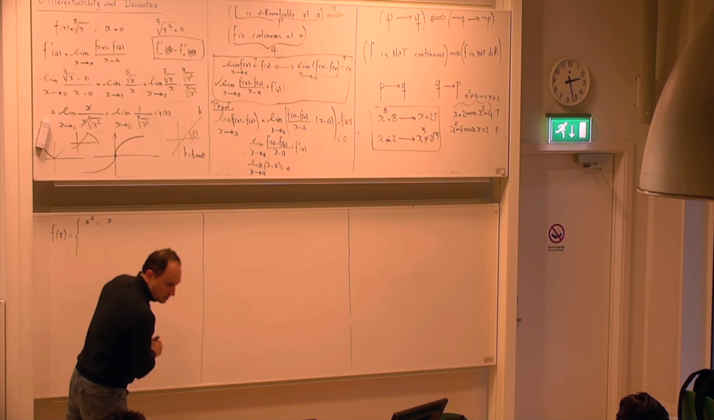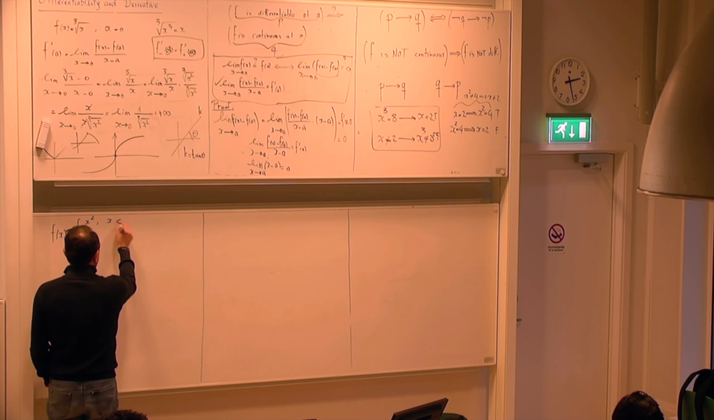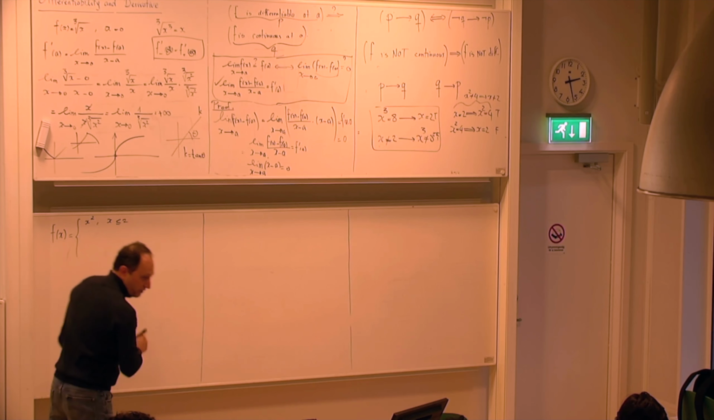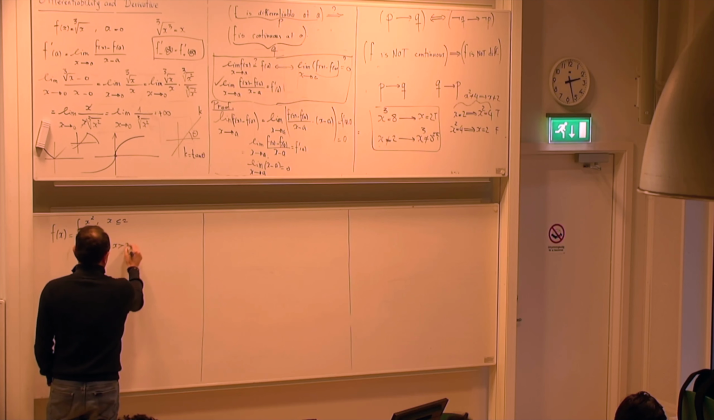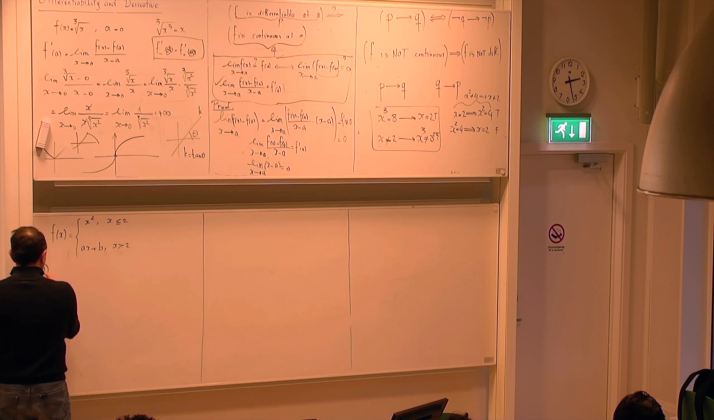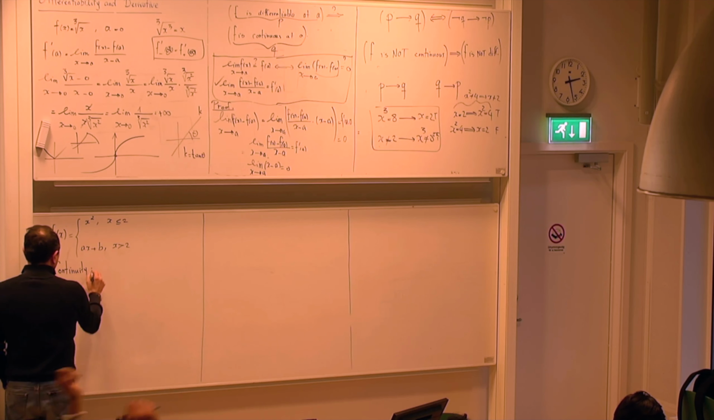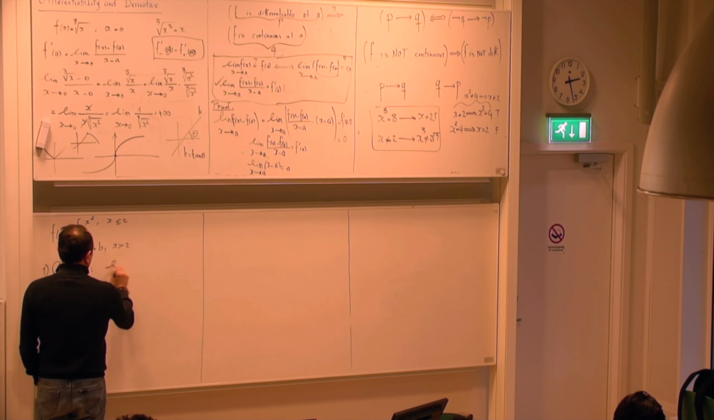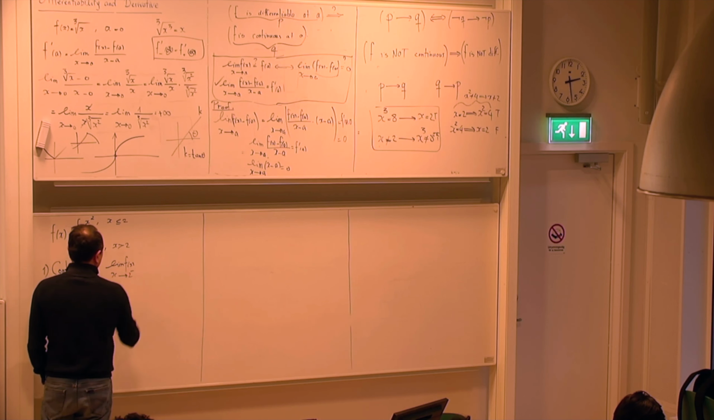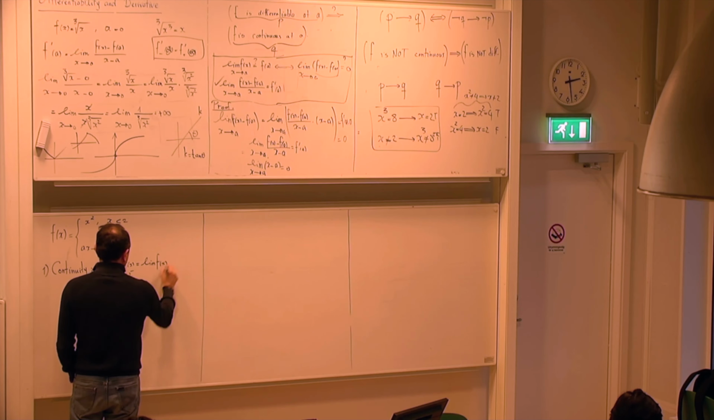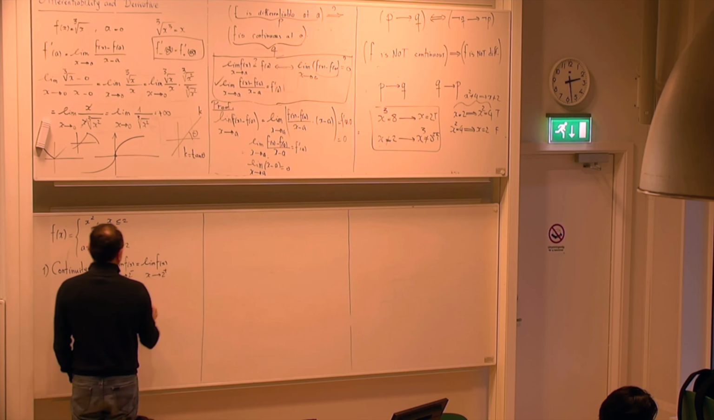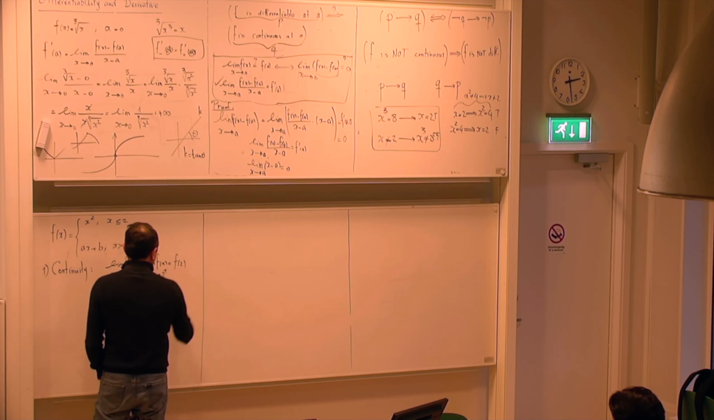So the function is x squared for x less than or equal to 2, and ax plus b for x greater than 2. So continuity. What should I write? I have to write that the limit of f of x as x goes to 2 from the left should be equal to the limit of f of x as x goes to 2 from the right, and it should be equal to f of 2, yes?